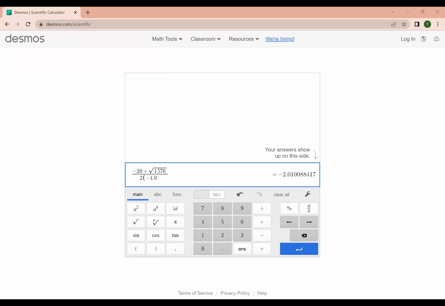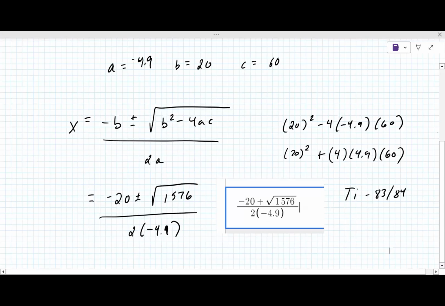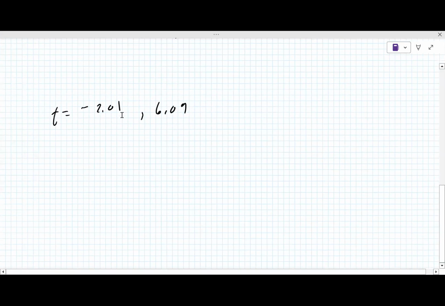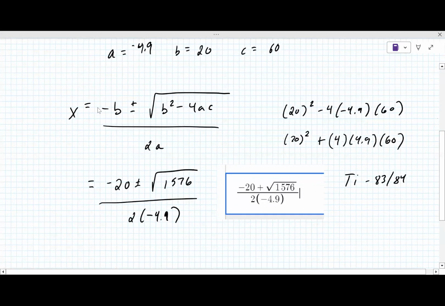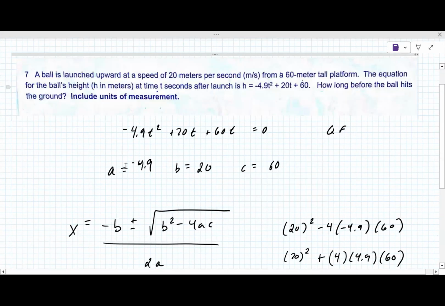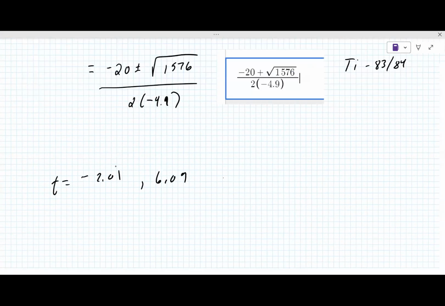Perfect. Okay, so that's why I wanted you to see how nice that is. So there are two answers here. The first one is t equals negative 2.01, and then 6.09 for the other one. So which do we want? Which is the most reasonable answer here? Well, how long before the ball hits the ground? Can it be negative? No. So it must be the second one. Yeah, so that's the answer they're looking for there.